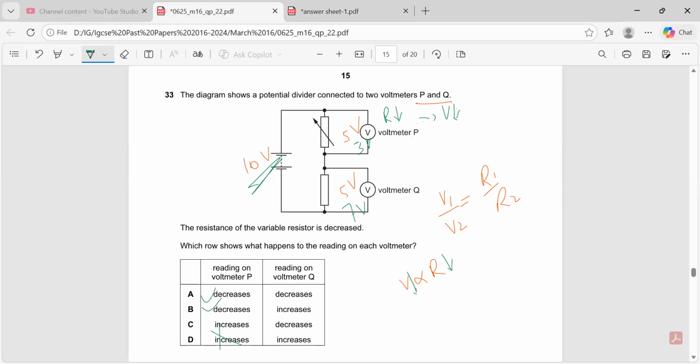So it means C and D are out. And to keep the voltage conserved, the reading on Q should increase. So 3 plus 7 is equal to 10. So that's why the answer to 33 is B.